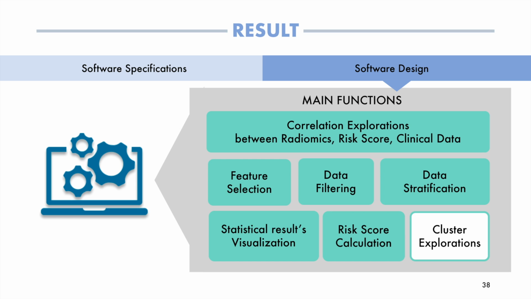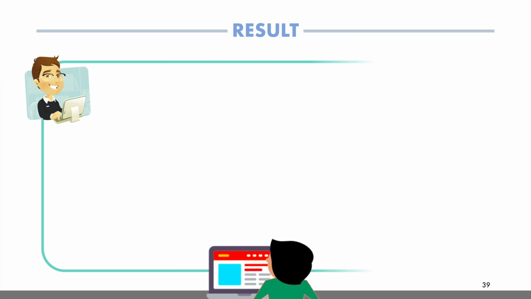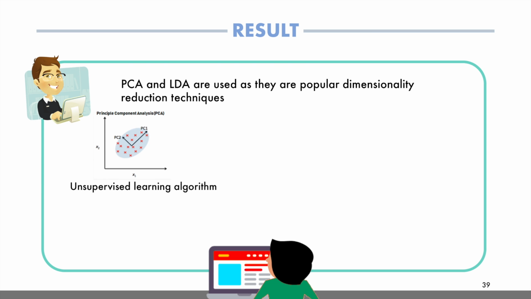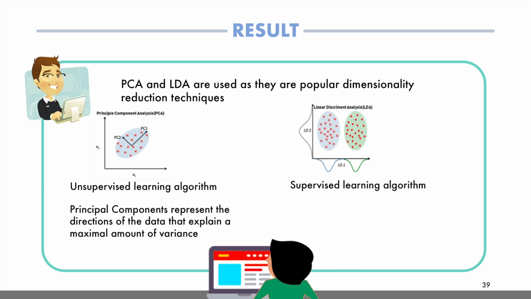Cluster explorations. Principal component analysis (PCA) and linear discriminant analysis (LDA) are used for visualizing patterns of data. PCA is an unsupervised learning algorithm which represents the data in the direction of maximum variance, while LDA is supervised learning and is for classification tasks. It represents the data by minimizing the distance within classes and maximizing the distance between classes.